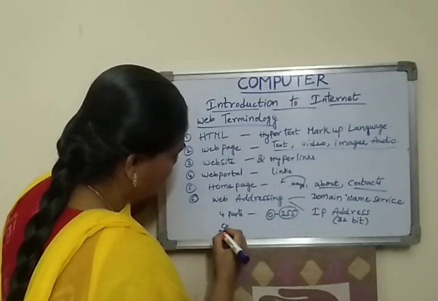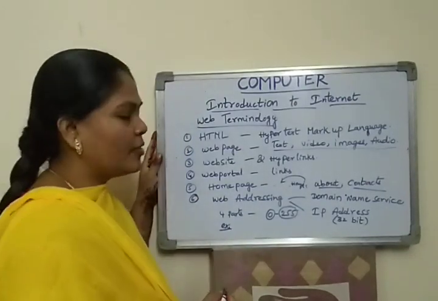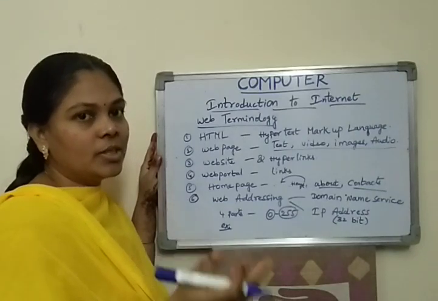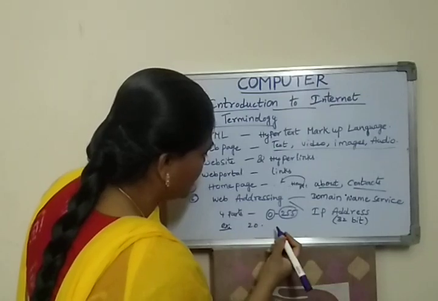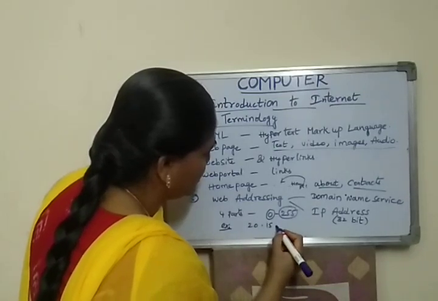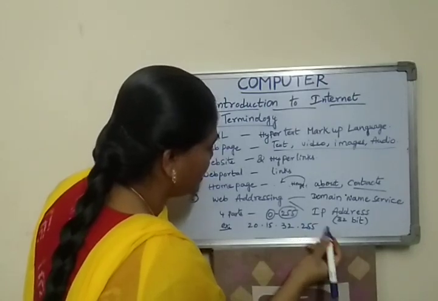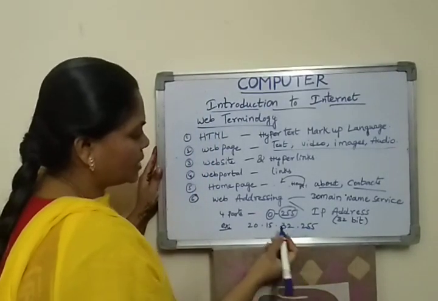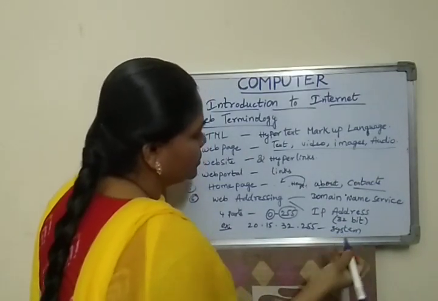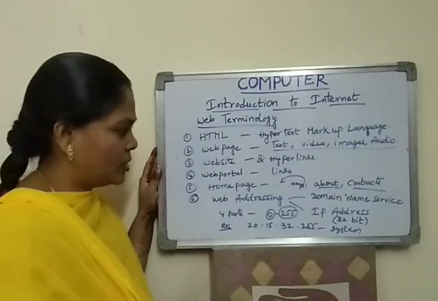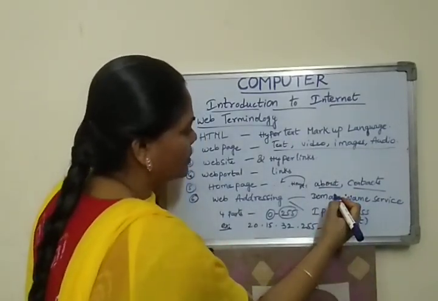This is given to each and every system to avoid errors in transmission. Suppose, for example, 20.15.32.255, like this. These addresses are given to the system to avoid errors in transmission. This is the IP address. Okay, we will learn about domain name service now.